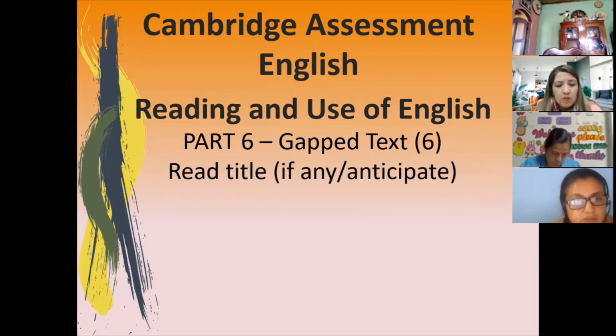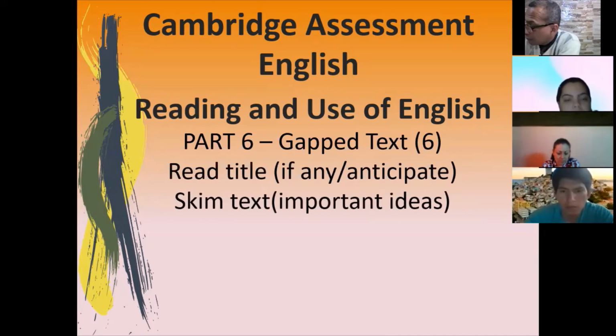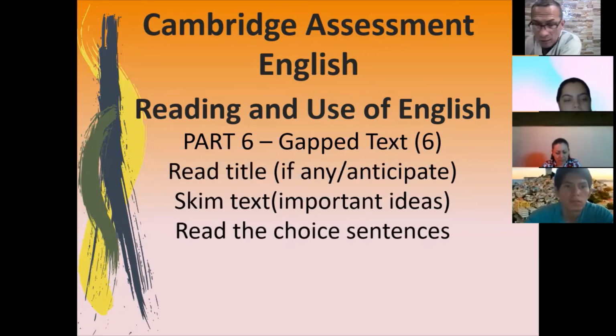And you will have 6 questions. The procedure is exactly the same. You need to read the title, if there is a title, so you can be mentally prepared for whatever the topic is about. And skim the text, again, for important ideas, context, general information. And then read the choice sentences. Now, this is the suggested way of doing it. They will give you possible sentences and they will give you extra ones, so some of them will be misleading.